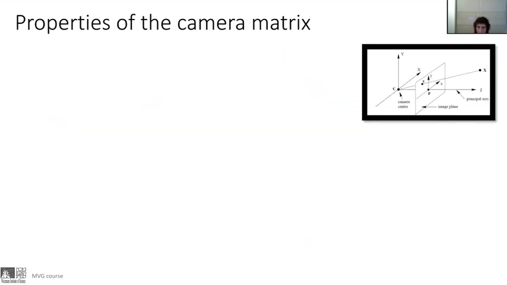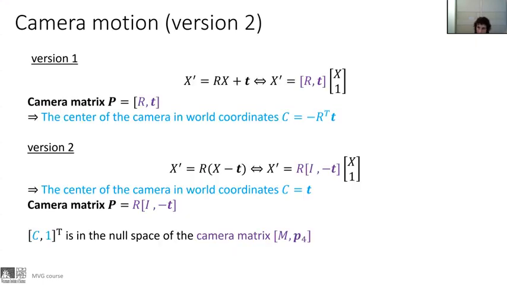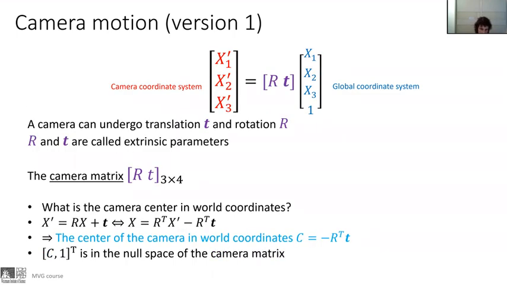Why is R transpose X prime zeroed? What, in the previous slide? Yeah, you said that R transpose X prime is zeroed. Because if I want to calculate the camera center in world coordinates, the camera center in local coordinates is exactly 0, right? Because the camera center is located at 0. And this cancels out.